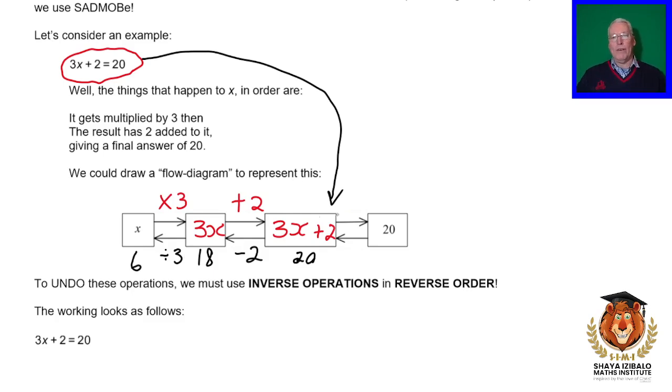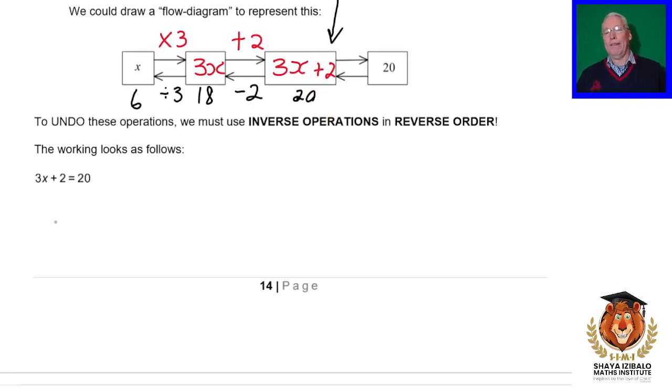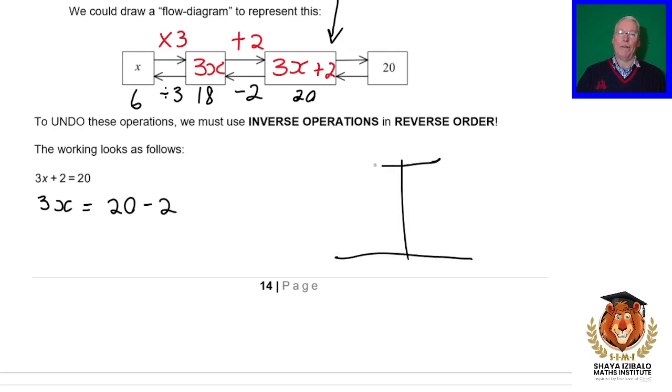Now, we're not going to need to draw these flow diagrams, but let's just think about this. What we're going to do here is subtract 2 from both sides of this equation. So 3x equals 20 minus 2. What we've done is subtract 2 from both sides of this equation.